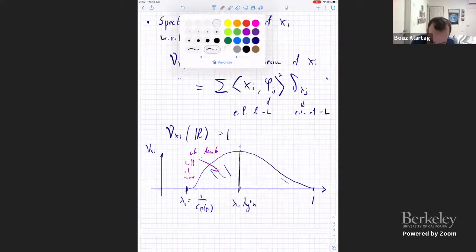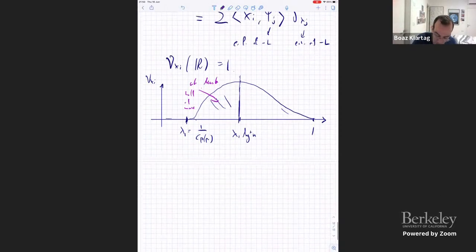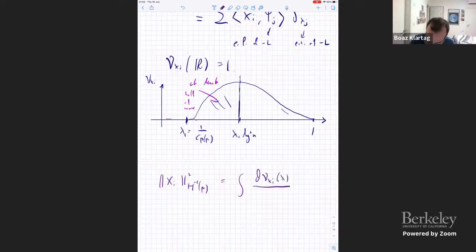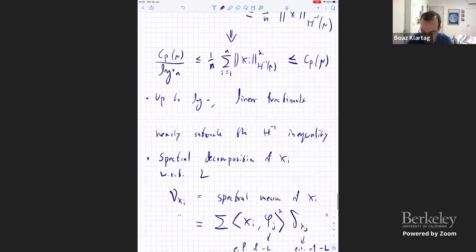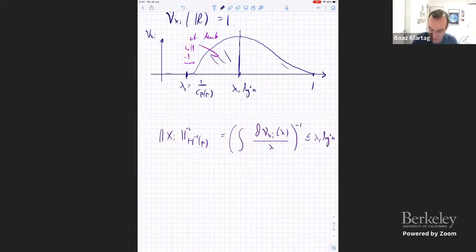Why? Because we know that the harmonic, not just the median, even the harmonic average. So what's the meaning of the H minus 1 norm of xi? It is just the integral of this measure of 1 over lambda. If I put minus 2, so to be the harmonic average, we know that the harmonic average is at most lambda 1 times log square n, by the thing that we wrote upstairs. So we know that the harmonic average is good. This is not that big.